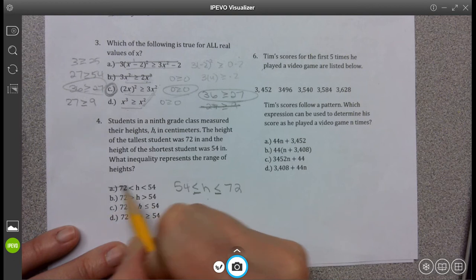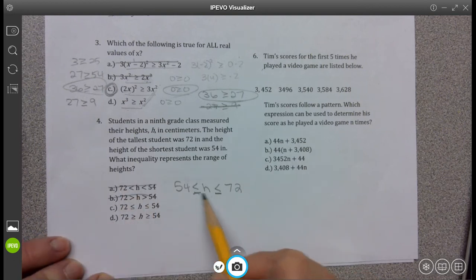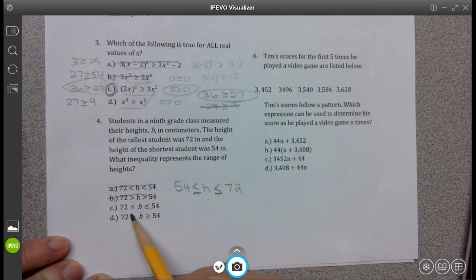That means we can get rid of A and B. We have equal to. I have to be less than 72. I'm less than 54 here. I'm less than 72 here. My answer is D. It's just flipped backwards. It's the same thing.